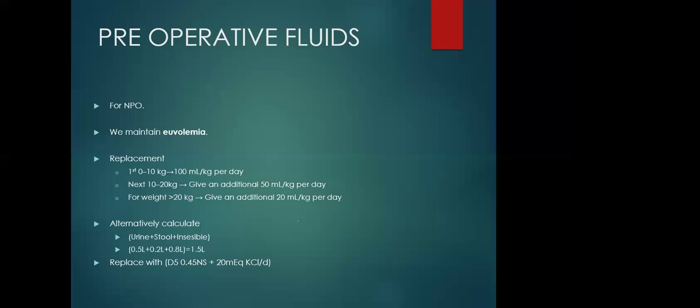This has been studied, for example, in children: for the first 0 to 10 kg, you can give 100 ml per kg per day. For 10 to 20 kg, you can give an additional 50 ml per kg per day. For weight more than 20 kg, you can give an additional 20 ml per kg per day. And alternatively, you can calculate the losses which are going on, like in urine, stool and insensible losses, and replace those.